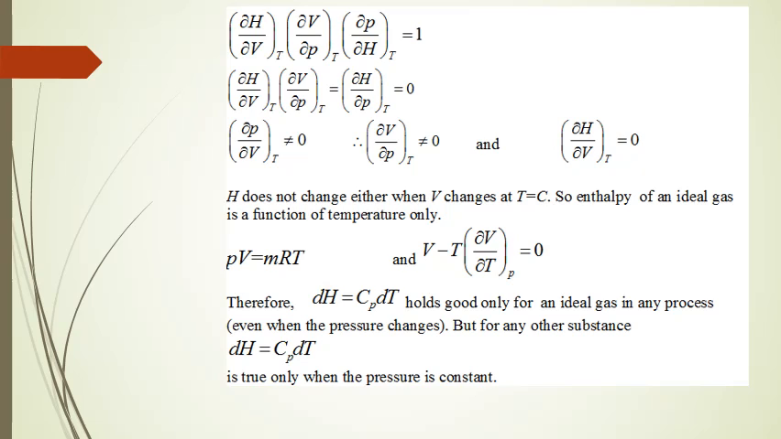Now as P into V is equal to mRT for an ideal gas, V minus T into del V upon del T when pressure is constant is equal to 0. So we can say dH is equal to CpdT holds good only for an ideal gas in any process, even when the pressure changes. But for any other substance other than the ideal gas, dH is equal to CpdT is true only when pressure is constant.